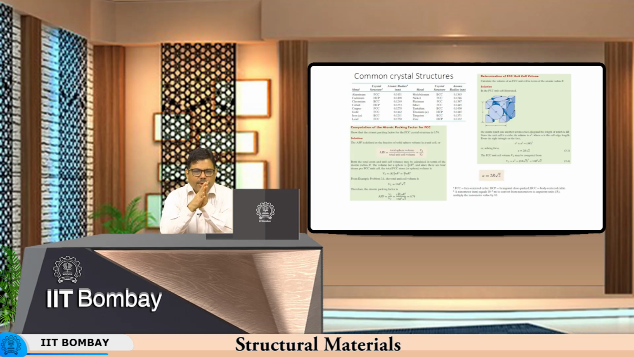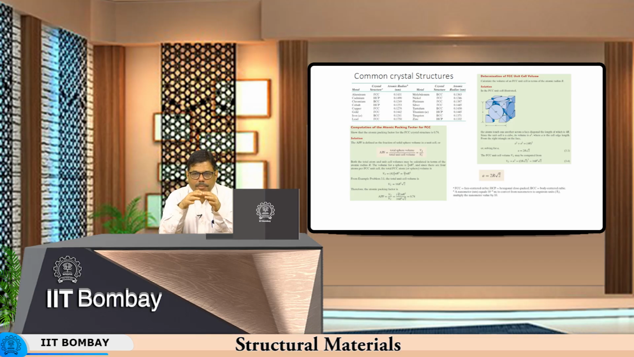Now, we will see how we quantify what is called the atomic packing factor for different crystal structures. What it tells you is that the atomic packing factor is the fraction of the solid sphere volume that occupies the entire cell. Basically, it tells you how solidly the unit cell is packed with atoms.